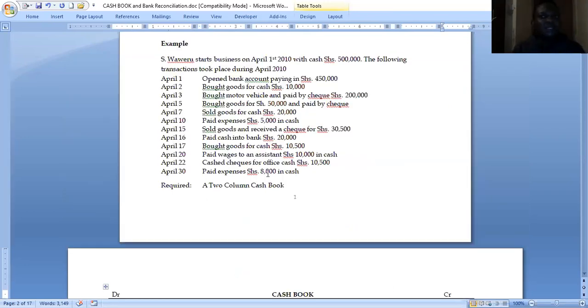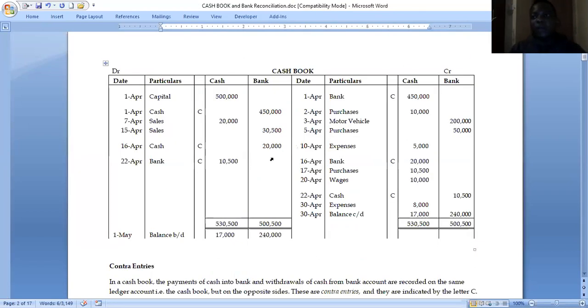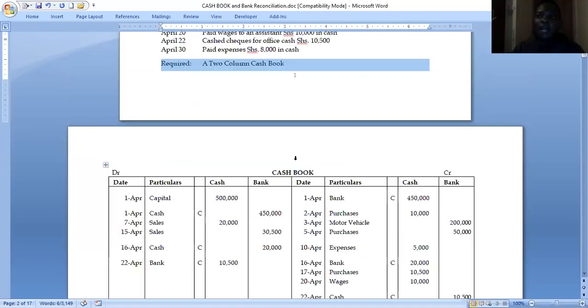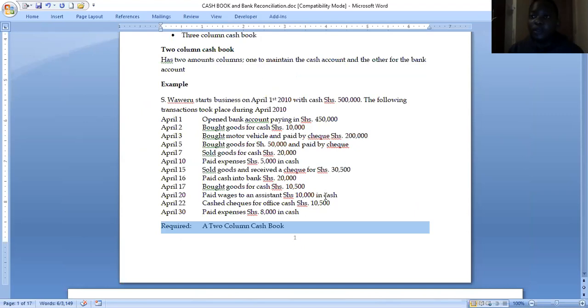You realize that the entries are basically just like the ones we covered in our second lesson. We debit and credit accordingly, just like any other ledger account. This question only requires us to do a two-column cash book, so that's what we prepare. We need to keep in mind that there are other accounts affected by the transactions, but this is merely an application of the second lesson of this unit. So let us look at the transactions and see how they are posted in the cash book.